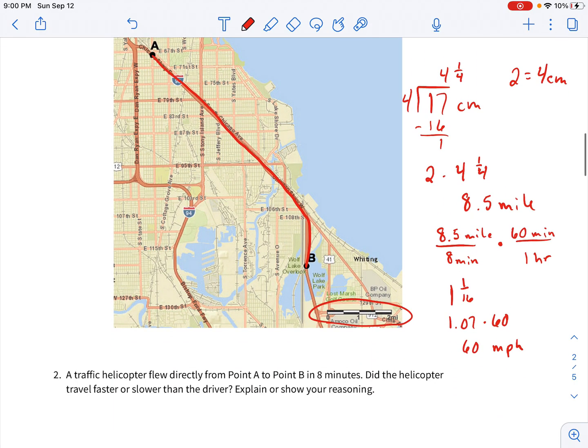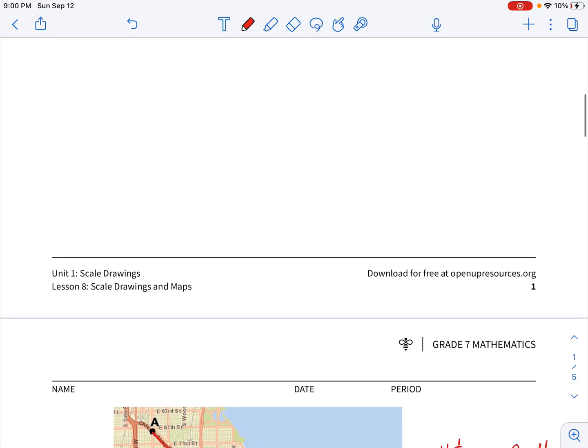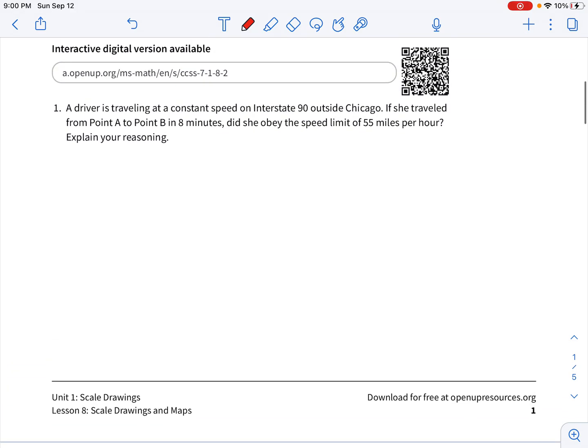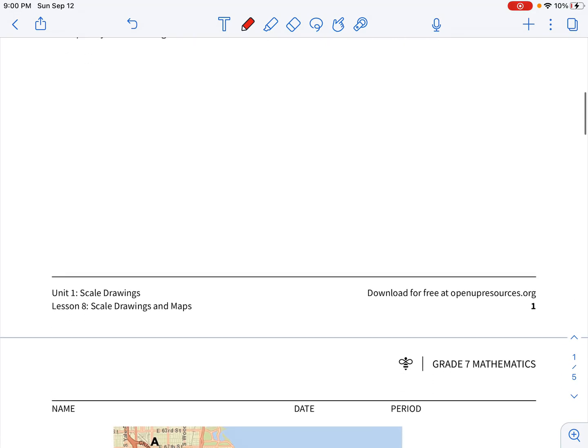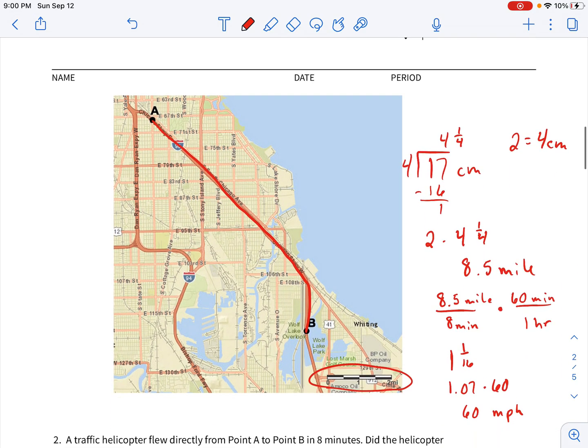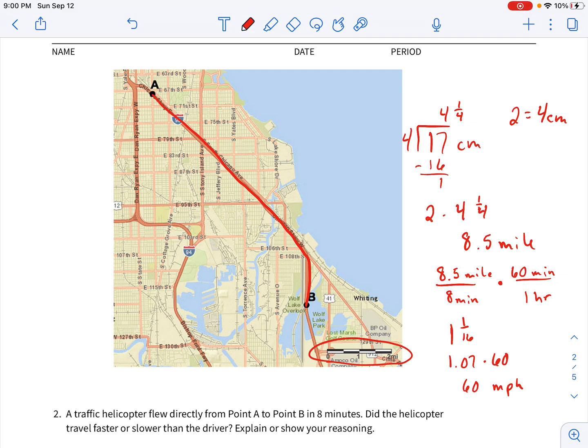So to answer the first question, up here, she does not obey the speed limit, because to go that distance in that amount of time, she had to be traveling an average speed of 60 miles per hour.